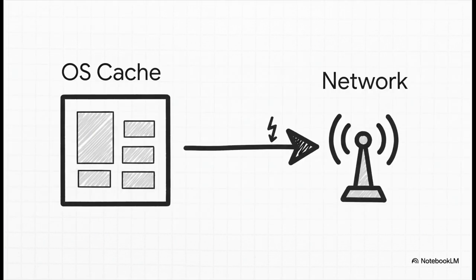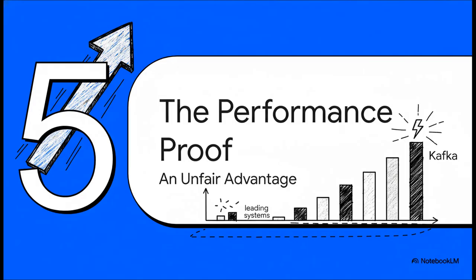Kafka cleverly just bypasses all of that. It uses one simple command that basically tells the operating system, hey, you see that data in your cache? Send it straight to the network for me. This one-step process gets rid of all that expensive copying, and you get a massive boost in performance. Now, all this theory sounds great, but the proof is in the performance. Let's see what happened when the Kafka team actually benchmarked their invention against the big systems of the day.